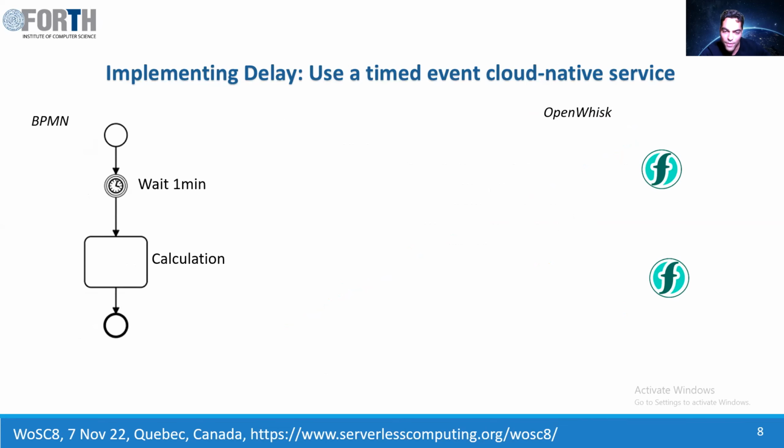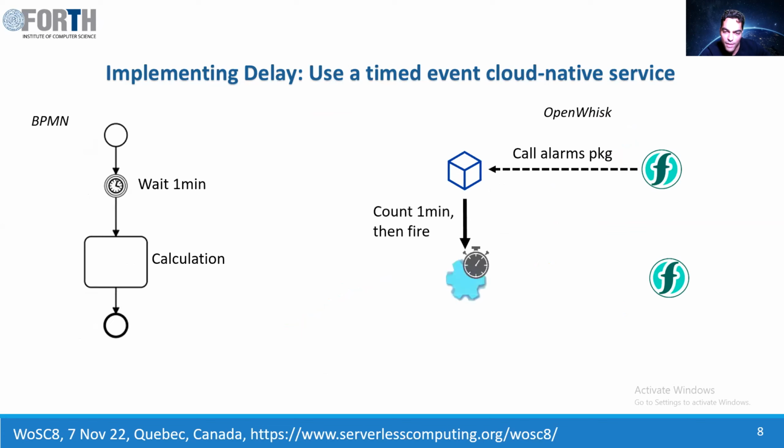We think that hybrid FaaS workflows consisting of orchestration definitions, triggers, and services can solve any challenge. The OpenWhisk platform comes with the alarm package service, which executes cron job tasks. So what we do is call the service to count 1 minute for us, and then fire the triggers that will invoke our function. That means that we found a way to emulate delays.